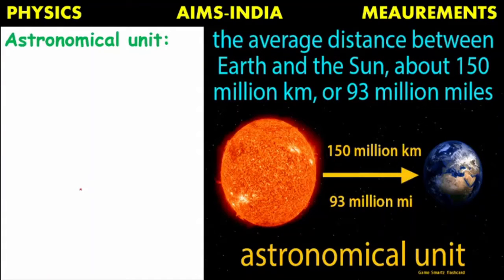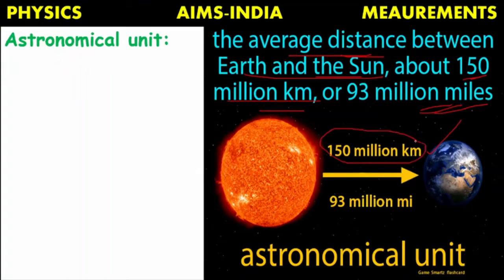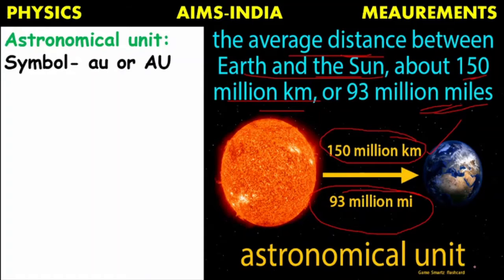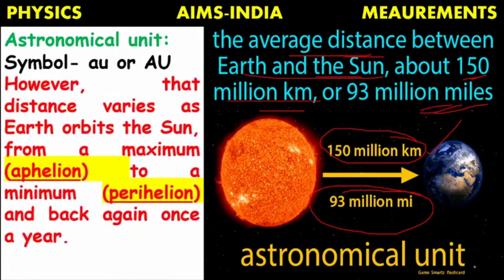Astronomical unit. Here, astronomical unit means the average distance between the Earth and Sun. It is about 150 million kilometers, or in terms of miles, 93 million miles. So this distance from Earth to Sun is considered as an astronomical unit. Its symbol is small au or capital AU.